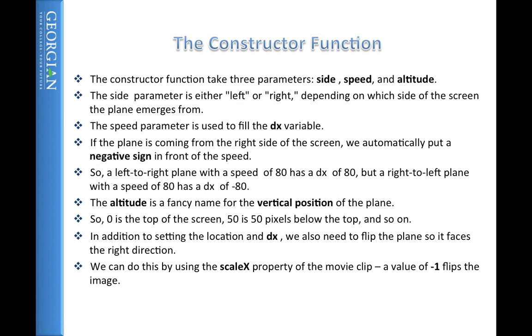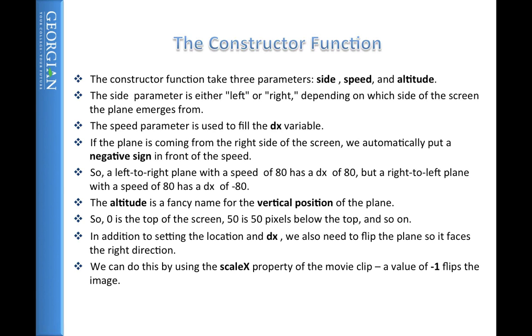Okay, the constructor function takes 3 parameters: side, speed, and altitude, right? So side is which side the plane is going to materialize on. Is it going to be on the left side of the screen or the right side of the screen? Your speed is going to be the speed of the plane, and your altitude is how high it's going to be within a band of height, right? So the speed parameter, that's the first we're going to talk about.